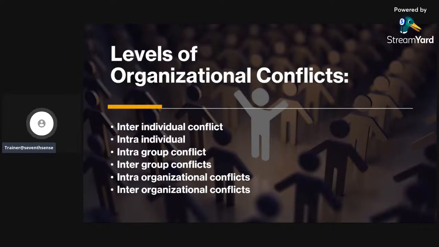What is inter-individual conflict? This inter-individual conflict arises between two individuals having a competition for achieving the same things, like you can say status or power or position or a promotion or resources. You can say this competition leads them into a conflict.